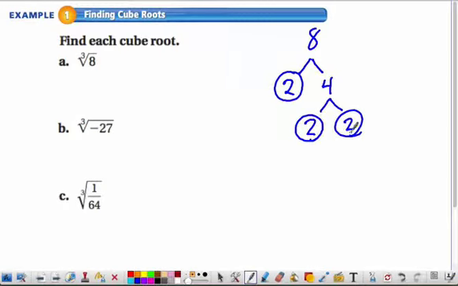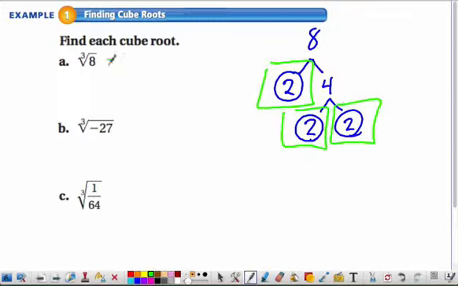After you do your prime factorization or your factor tree, then you're looking for 3 groups because cube roots are all about groups of 3. Well, if you look, we have 3 different groups. Here's a group, here's a group, and here's a group. And within all of those groups is just 2. So the cube root of 8 is 2.